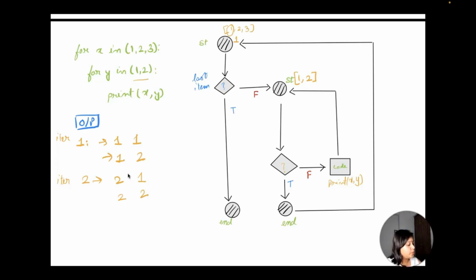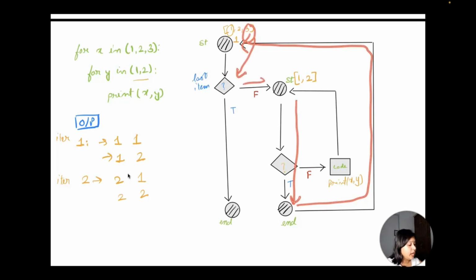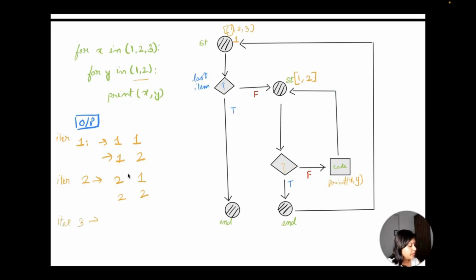So it will come out of this again and go back to my outer loop and get my third element here. This is my last item, but it's not the end, right? It again has to go inside this loop. For iteration 3, it will have the output 3, and for the first element it is 1. This is my inside loop, and again it will have 2. So this will be my output.